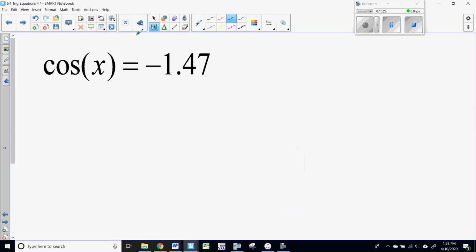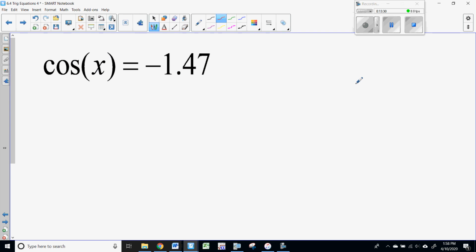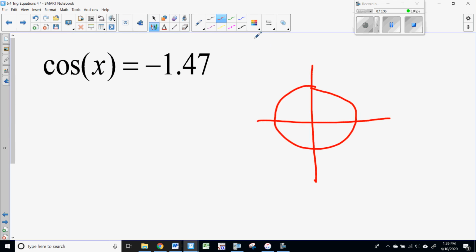Now, one thing I do want to mention is if you see something like this, cosine of x is negative 1.47. I want you to think about the unit circle. Where on the unit circle is the x-coordinate negative 1.47? The answer would be way out here. Our unit circle only goes from -1 to 1.